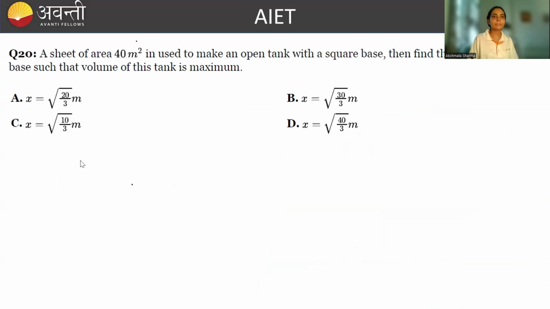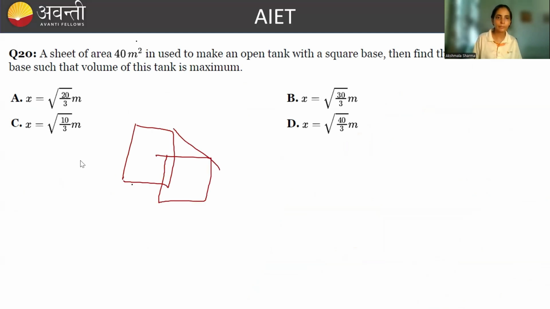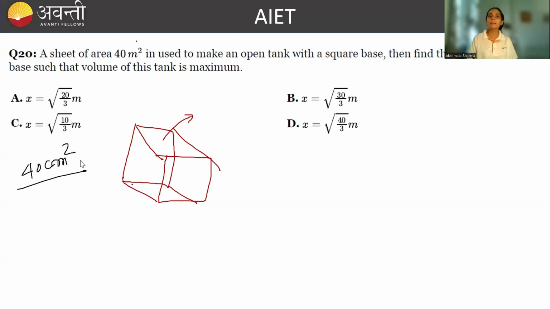Now let's do this question. A sheet of area 40 meters square is used to make an open tank. So we are making an open tank. Let's draw the tank here. My drawing is not that good, but I will try. So this is an open tank, meaning this surface is not a surface. This is simply open. And this whole cuboid is getting made with the help of a sheet, and its area is 40 meters square.